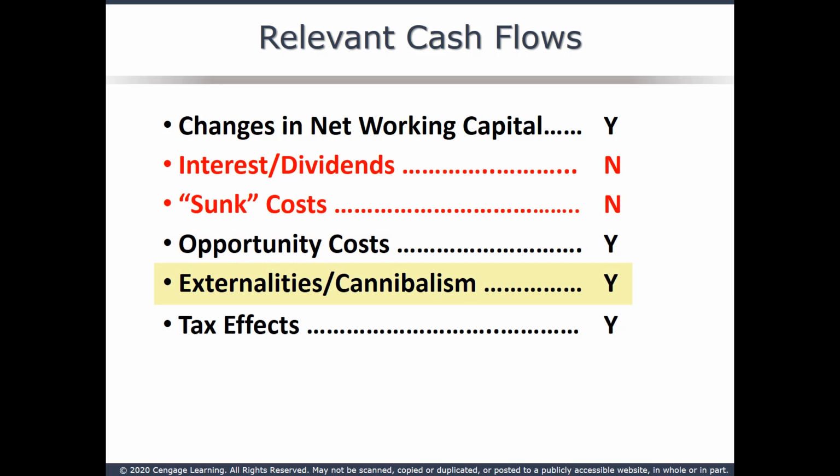Externalities and cannibalism are relevant. Firms frequently build on a successful product with extensions to the line. The Big Bertha may lead to a bigger Bertha, which may take sales away from the original. This loss of revenue is a cost to the project. Externalities can be positive. Tax effects are relevant. Taxes are paid in cash and must be considered.